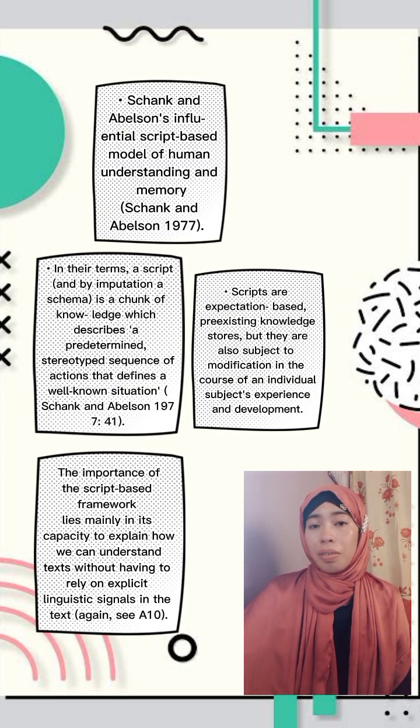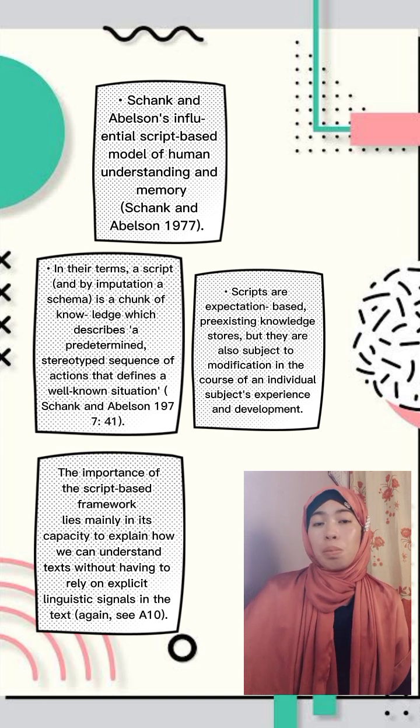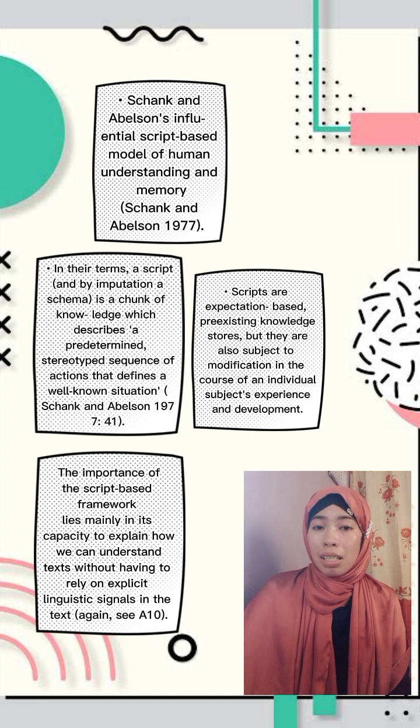So, based on this context, the significance of a script-based framework, as highlighted by its proponents, lies in its ability to elucidate how individuals can comprehend text without solely depending on explicit linguistic cues present in the text itself. So this implies that a script-based model provides a mechanism for individuals to interpret and make sense of text based upon their existing knowledge structures such as scripts, frames, and schemas rather than solely relying on the explicit language used in the text. So this approach suggests that individuals can leverage their background knowledge and cognitive frameworks to infer meaning and context from written material, enhancing their comprehension beyond the literal interpretation of the text.